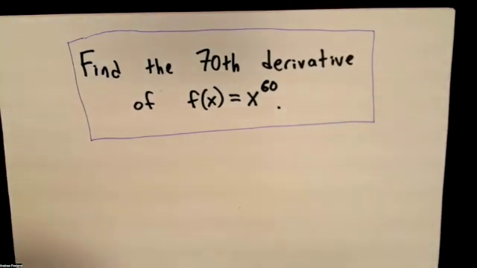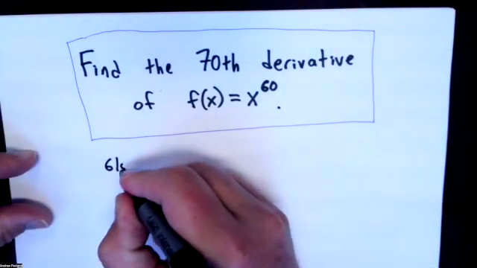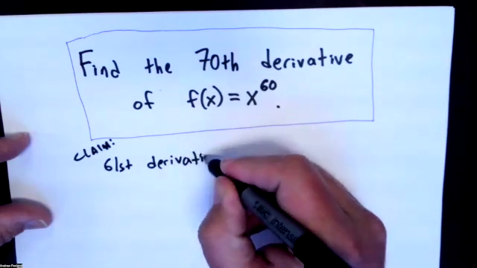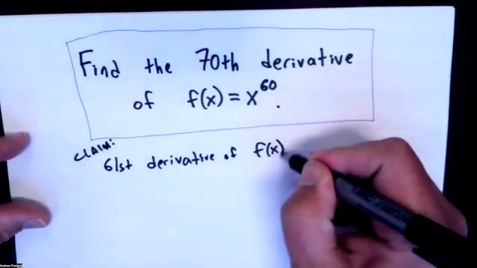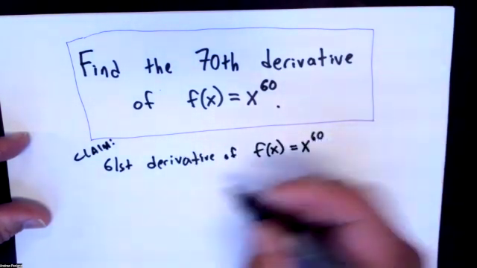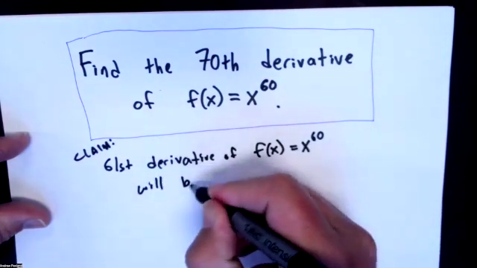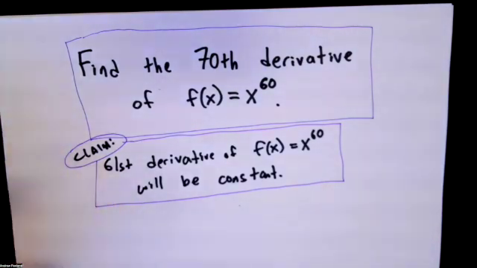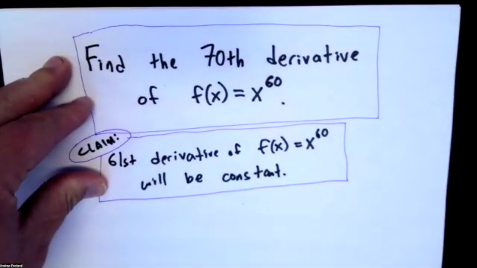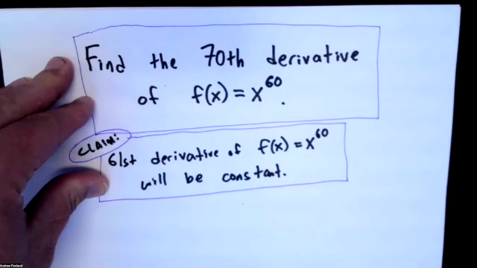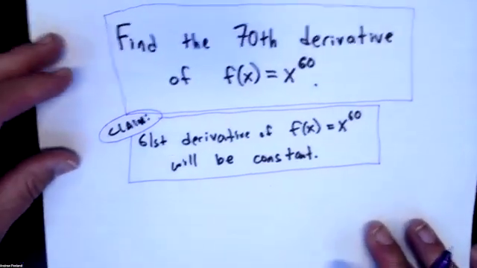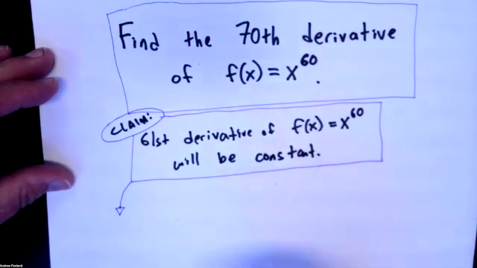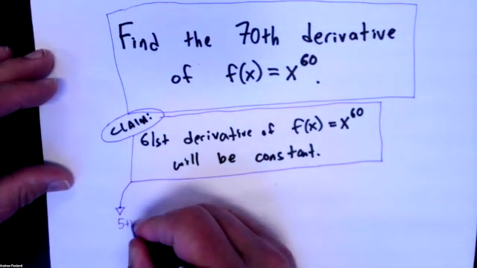Okay, so your claim is the 61st derivative of f of x equals x to the 60 will be constant. All right. Now these are really big numbers, so I might have trouble seeing that at first. What I might do to help myself is take a simpler version of this problem and say, well, what's the 5th derivative of x cubed?